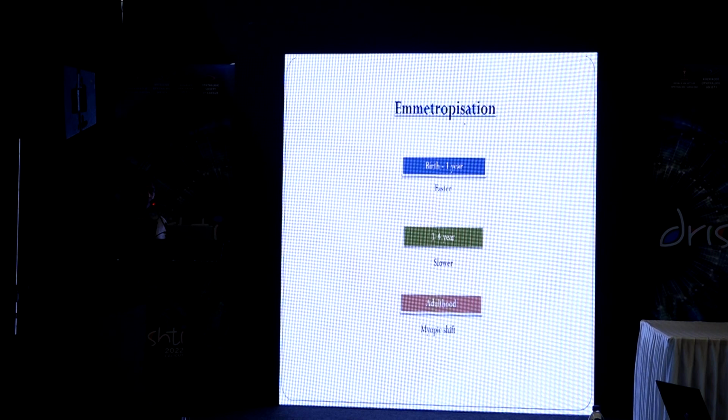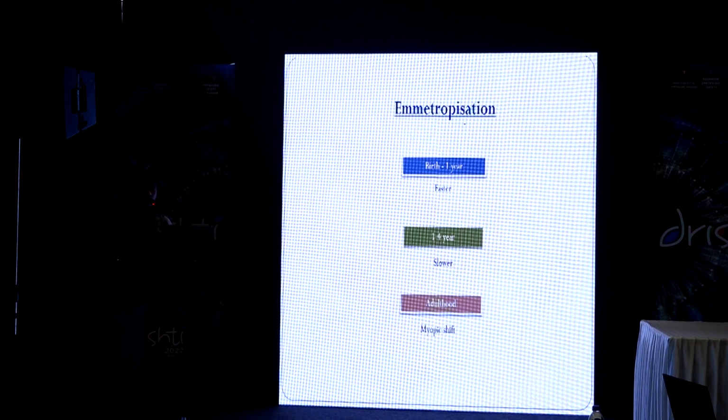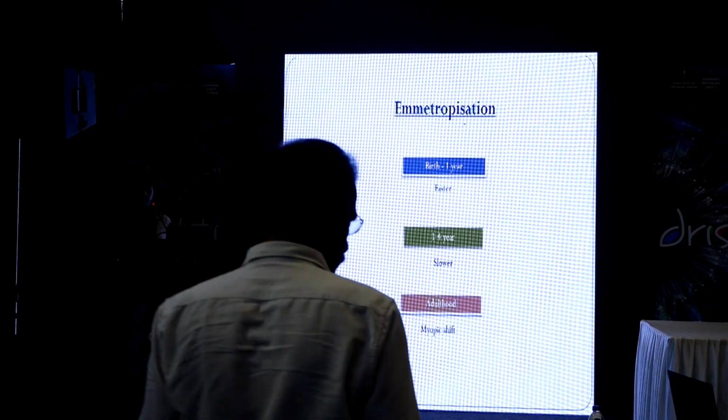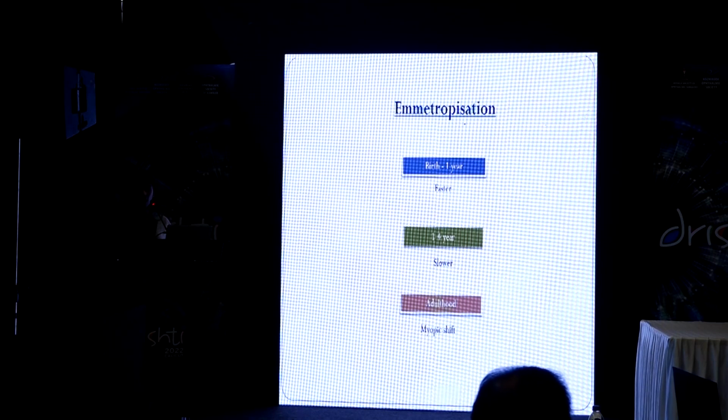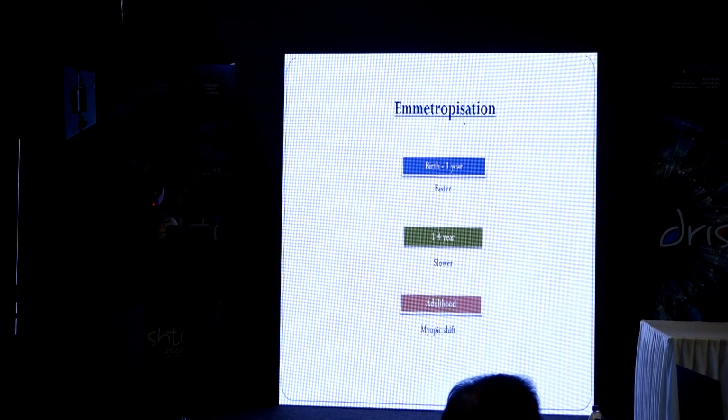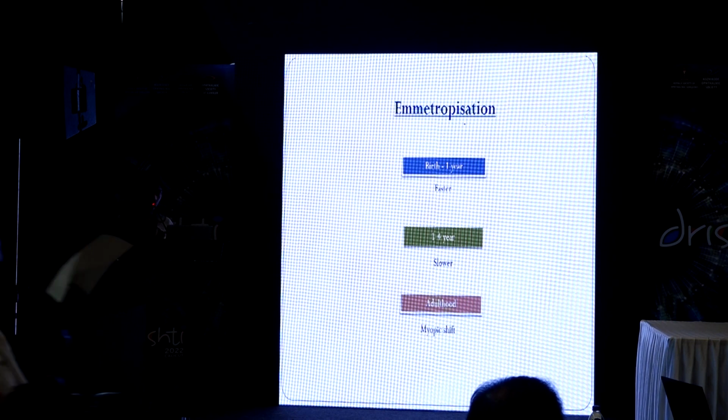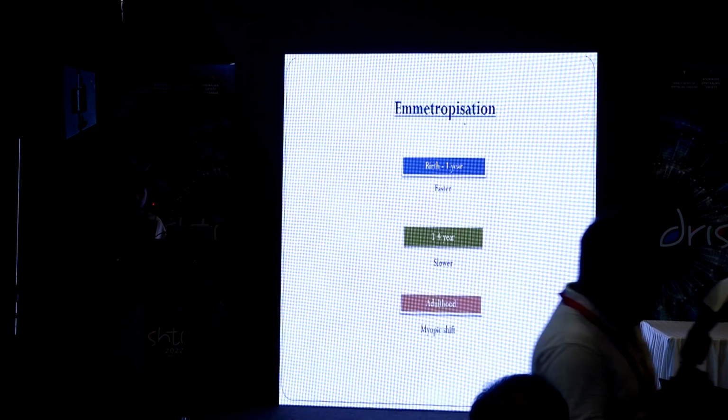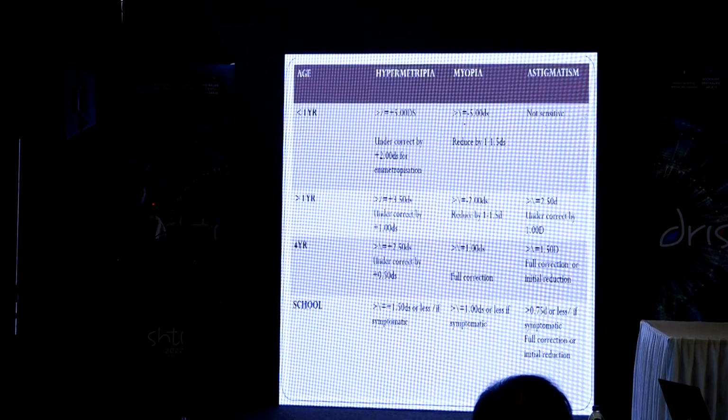So what will happen if we fully correct a child during emmetropization? That will interfere with the normal development of the visual function of the baby. And moving further, there is a chance to develop more refractive error in that child. So we don't have to fully correct a baby during emmetropization. That's very important.